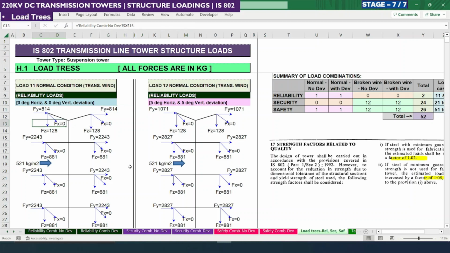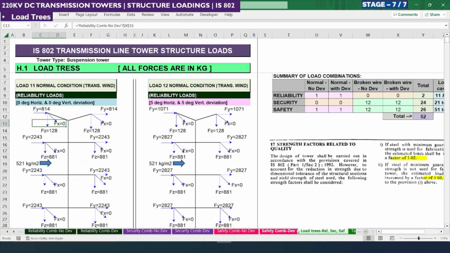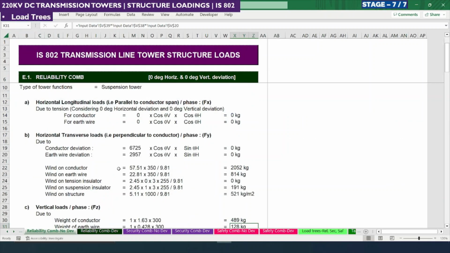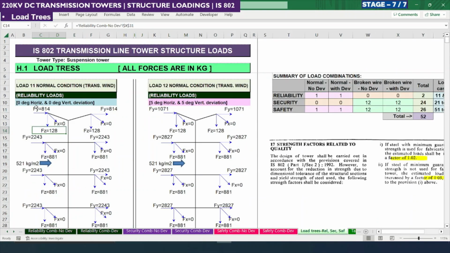When looking into the longitudinal force, that is the force parallel to the conductor span, at the reliability level you can see the value is 0 for earth wire. The same value is considered here. For vertical loads, 128 kg is the weight of the earth wire which we calculated already. So these are the forces applicable for these cases.